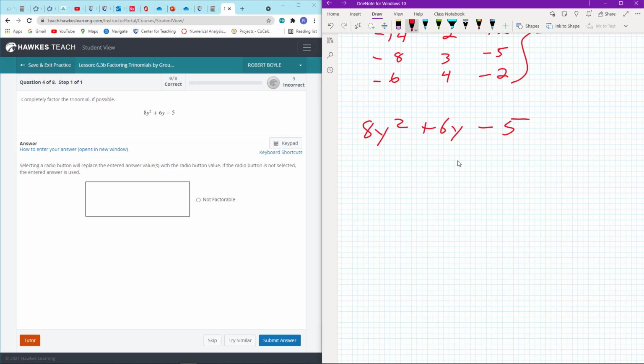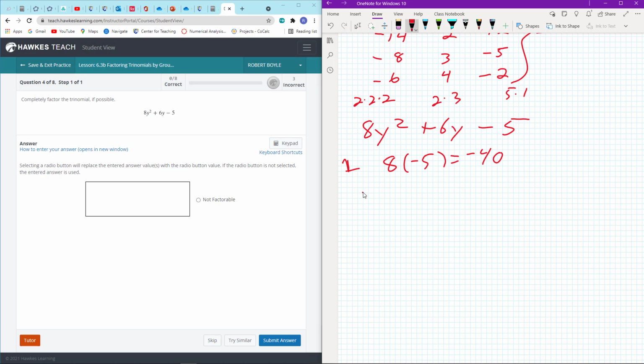The first thing we want to do is check for greatest common factors. 8 factors to 2 times 2 times 2, 6 factors to 2 times 3, and 5 is just 5 times 1, so there is no greatest common factor. Now we can multiply a times c. 8 times negative 5 is negative 40. Now we want to find factors of negative 40 that will sum to positive 6.